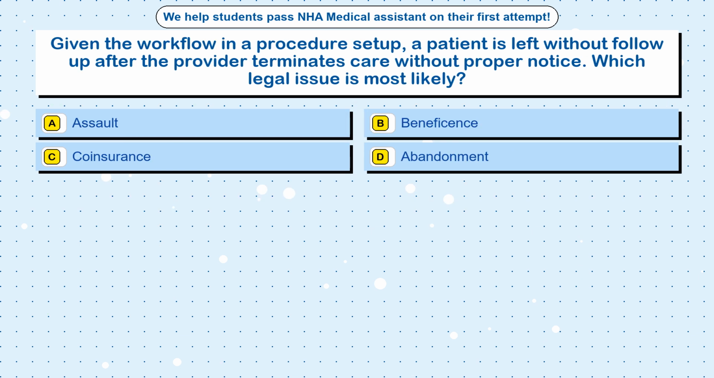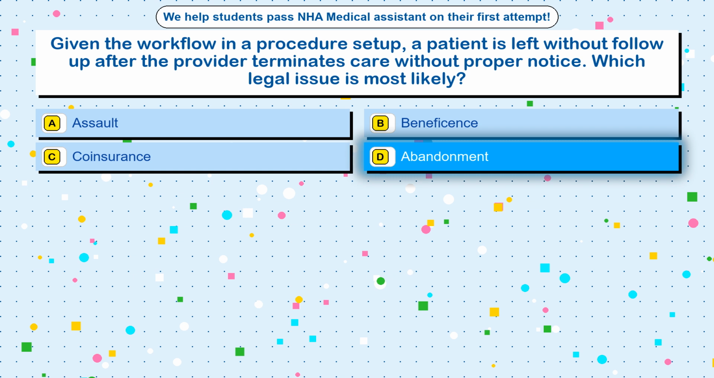Question 15. Given the workflow in a procedure setup, a patient is left without follow-up after the provider terminates care without proper notice. Which legal issue is most likely? Option A. Assault. Option B. Beneficence. Option C. Coinsurance. Option D. Abandonment. The correct answer is option D.